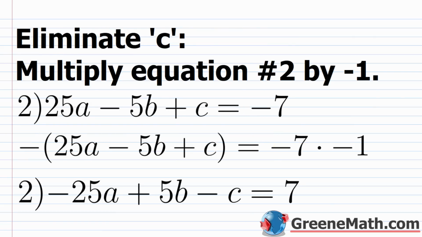All right, so once again, we're going to eliminate c. And to do that, we're going to multiply equation number 2 by negative 1. And once we have that, we're going to add equations number 1 and number 2, and then we're going to add equations number 2 and number 3. So when we multiply equation number 2 by negative 1, again, we go through this process. This would be your modified equation number 2. So negative 25a plus 5b minus c is equal to 7.